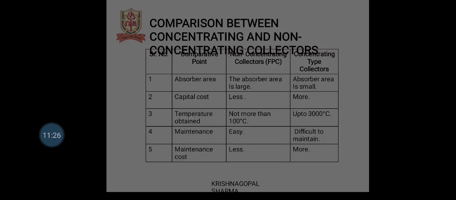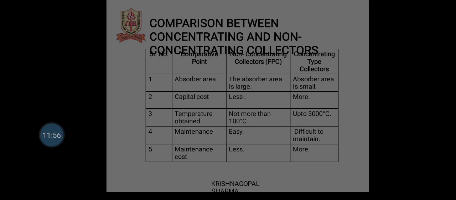This is the comparison between non-concentrating collector and concentrating type collector. Their points of comparison are absorber area. The absorber area for non-concentrating is larger as compared to concentrating collector, and concentrating collector area is smaller. Their capital cost: non-concentrating collector capital cost is less, and concentrating type collector capital cost is more.